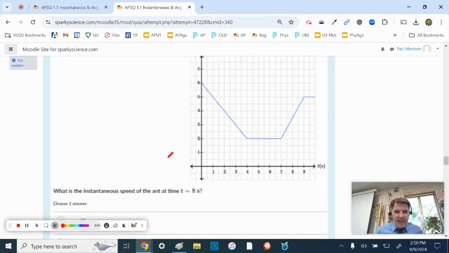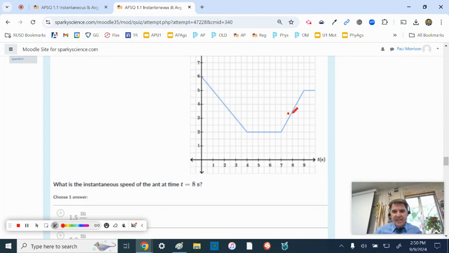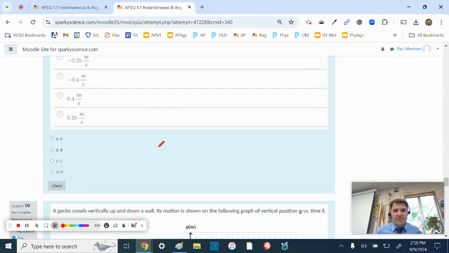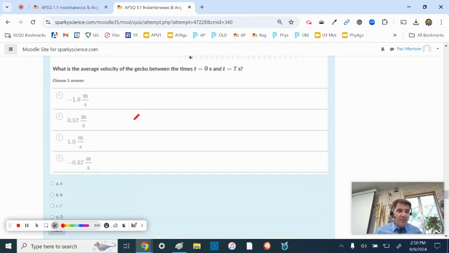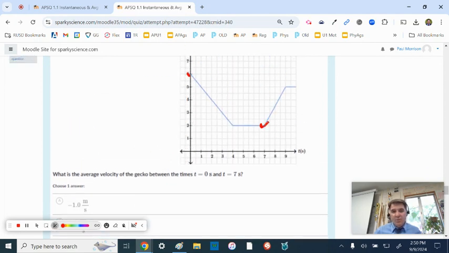Let's see if I get one. Ant. Speed at 8 seconds. No, that's just the slope. Gecko. 0 and 7 seconds. Velocity is going to have a negative, right? So a couple negatives there. You can find the slope between there and there. Rise over run, right? There's the rise. And this is the run, so rise over run.